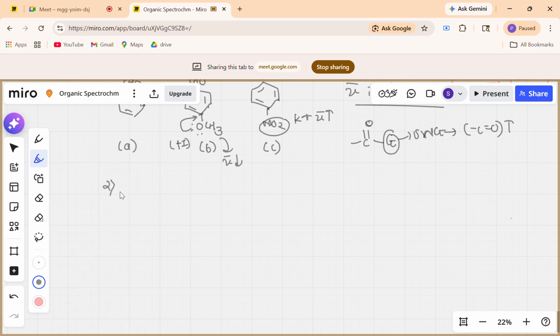I'll just write a formula for reference. Stretching frequency is 1 upon 2 pi c into root of k by mu. Whatever factor you are considering, just see how it's affecting the force constant and reduced mass. Based on that we can determine the order. Okay, now write the second question.